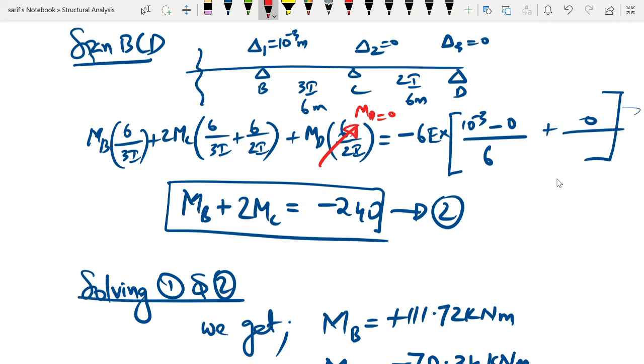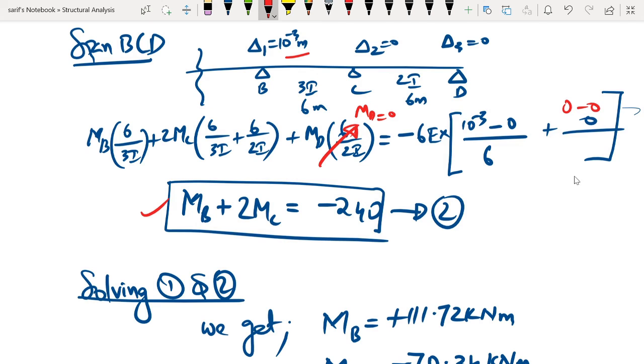Again we have to write the general form of the three moment equation. Here we have delta 1 minus delta 2. Now delta 1 in this case is 10 raised to minus 3 and delta 2 is 0. Similarly here we will have delta 3 minus delta 2. Since both delta 3 and delta 2 are 0, the entire term becomes 0. Now if you simplify this, you will get MB plus 2MC equals minus 240.